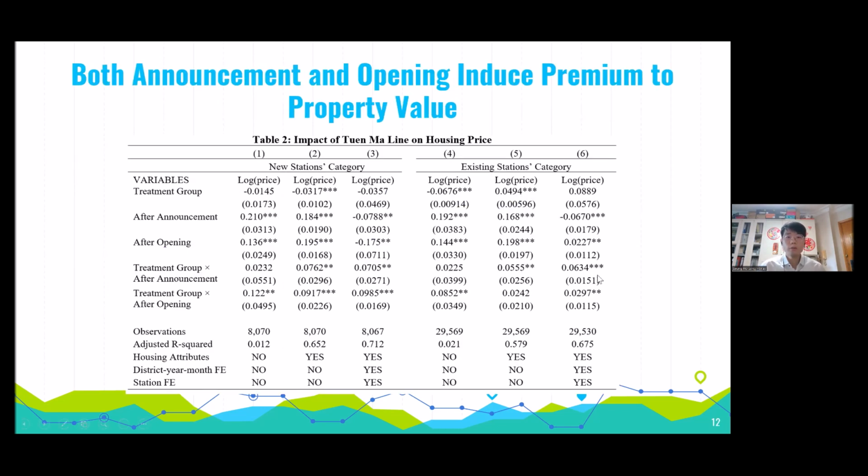Our result is as follows. After controlling for the housing attributes and also for our 2-way fixed effects, let's focus on column 3 first, which is about the new station category. We can interpret the coefficient as: after the announcement, the new station category's estates experienced a 7% increase in their housing price, and also a 10% increase after the opening. Whereas for the existing station category, we can see that a 6% and 3% housing premium is given after the 2 treatment periods.